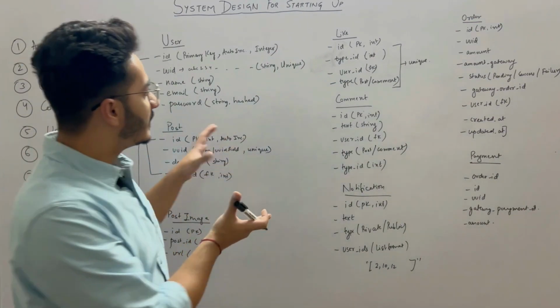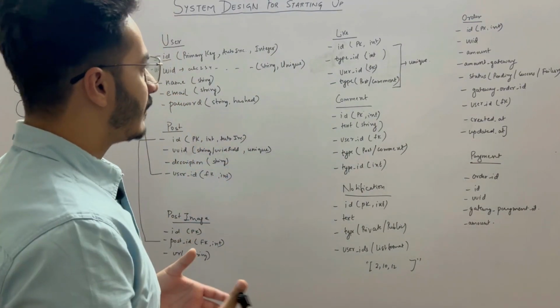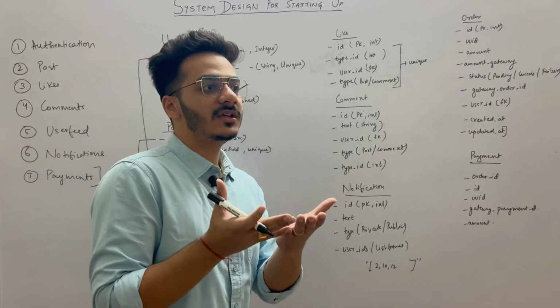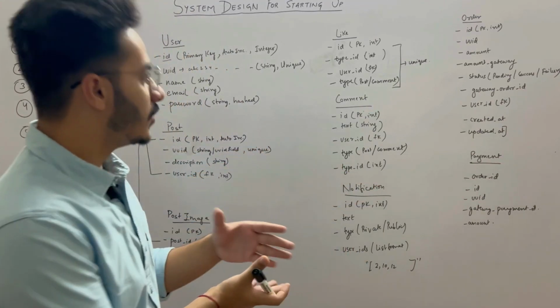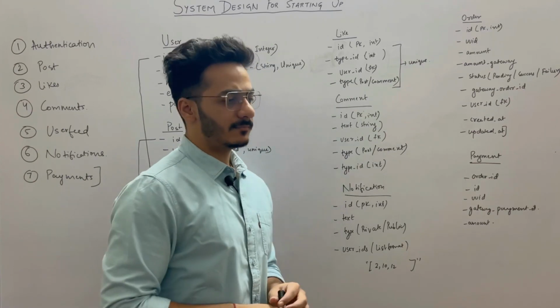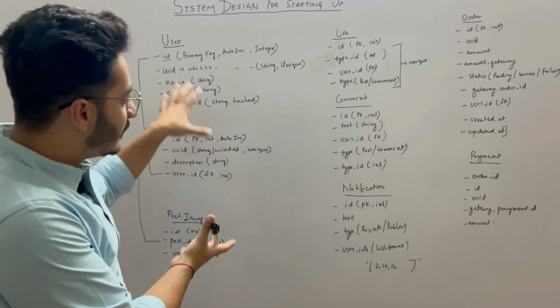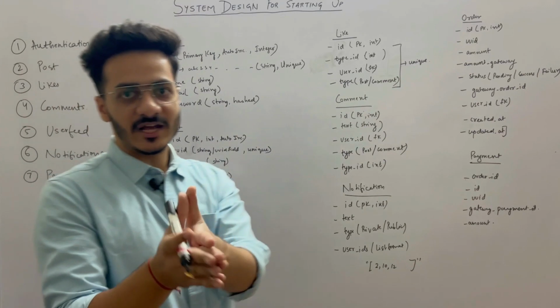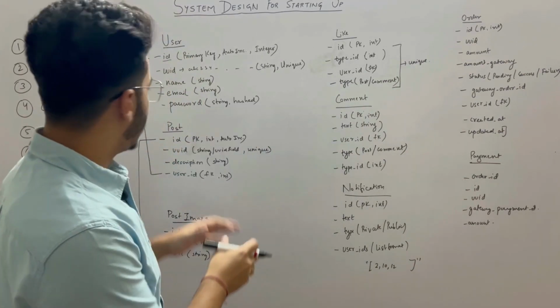So this is a basic database schema that we have designed for our system. Of course, when you actually implement this, you will have to make some changes according to your conditions. But this is our generic database schema, and this is the first thing that you should actually do also. So now we have designed this.